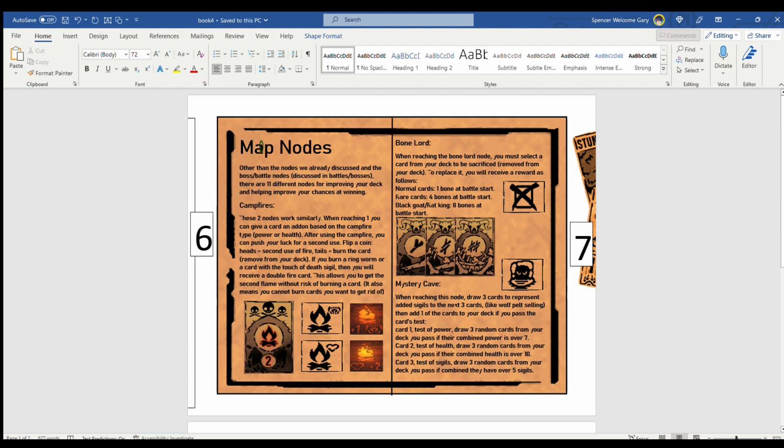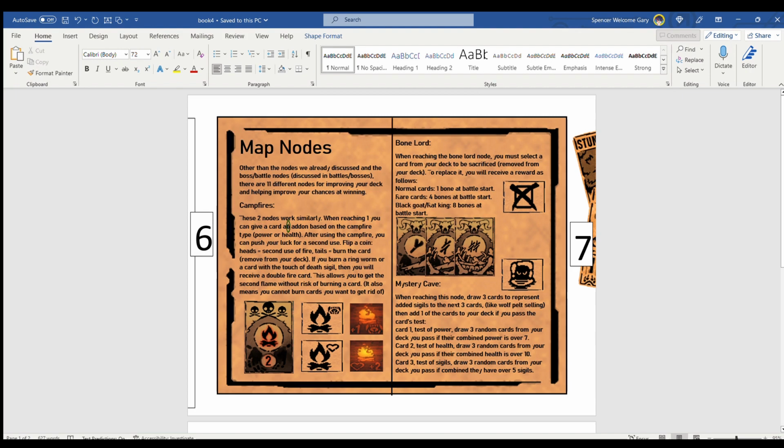The rest of the map nodes. These are the map nodes that are not shops, but specifically just power-up abilities. Other than the nodes we already discussed in bosses and battles, there are 11 different nodes for improving your deck and helping improve your chances at winning. To start things out, let's go over campfire.